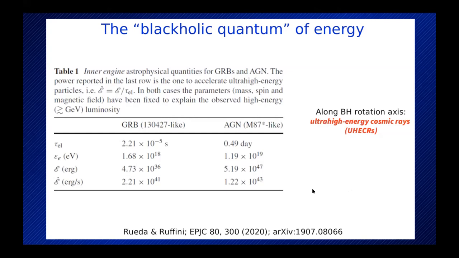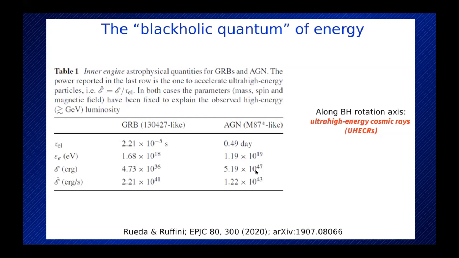But the beauty is that this equation of the black hole energy is valid not only in the GRB, but can be applied as well to the active galactic nuclei. In that case, the characteristic emission time is not of the order of 10^-5 seconds, but is of the order of 0.49 day, of the order of a day. Again, the energy radiated is much bigger than in the case of GRB, up to 10^47 erg. And the luminosity is of the order of 10^43 erg per second.